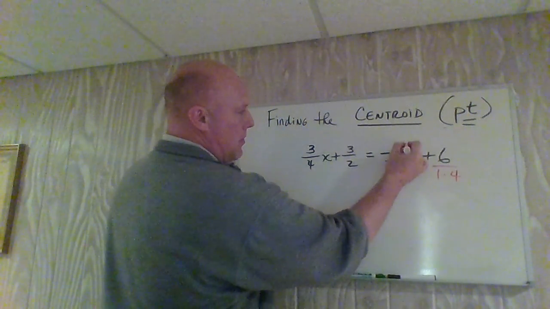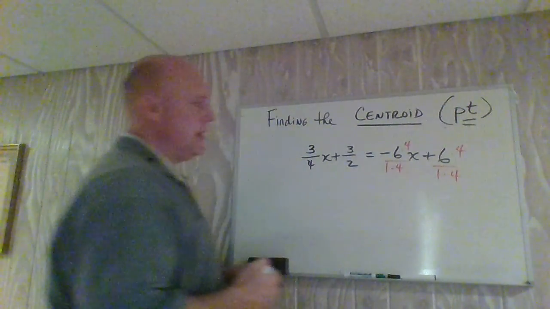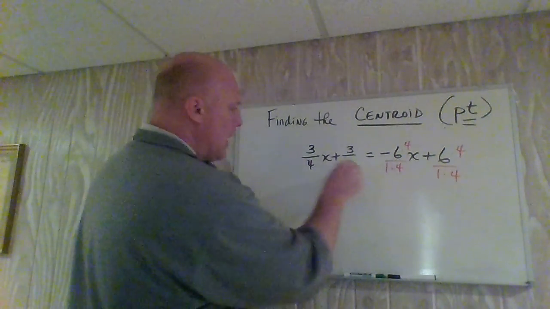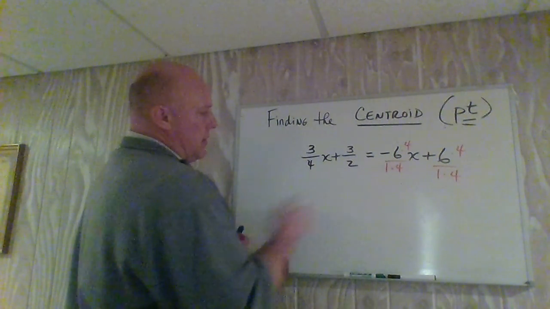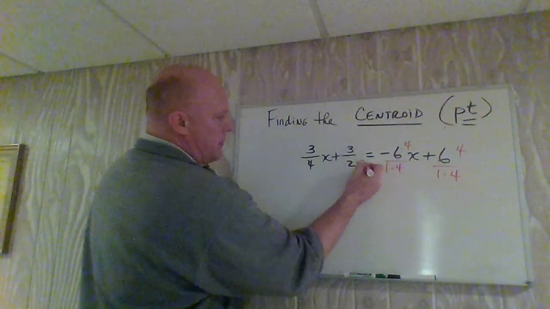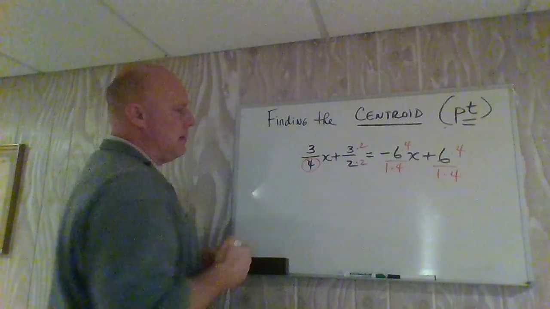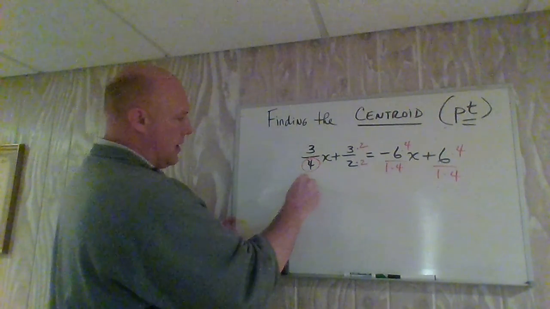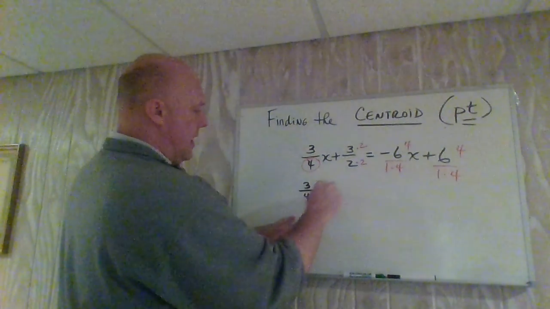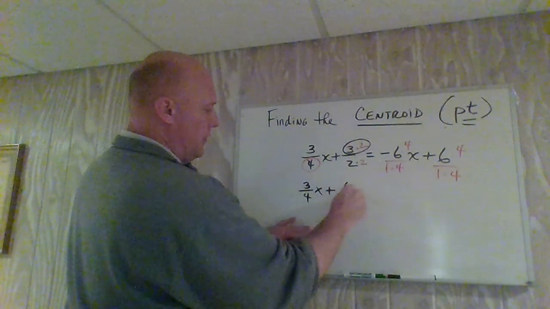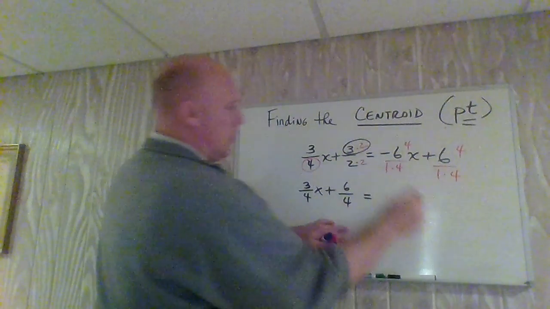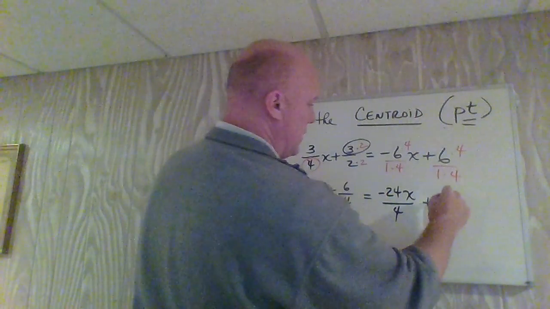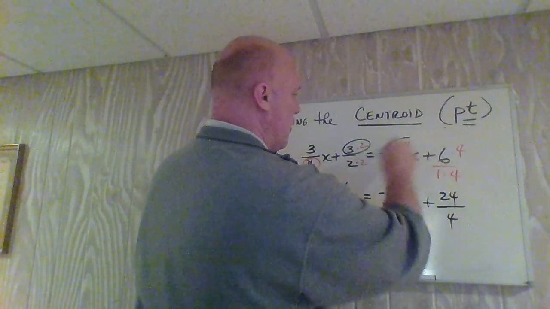What I multiply on the bottom, I'm going to multiply on the top, and I'm going to change those whole numbers to fractions. Now this one has to change as well, because this had a denominator of 2, so I need to multiply this by 2 and that by 2 to get my denominators all to be 4. All right, so this is what we have: 3/4 x plus 6/4 equals negative 24x over 4 plus 24 over 4.